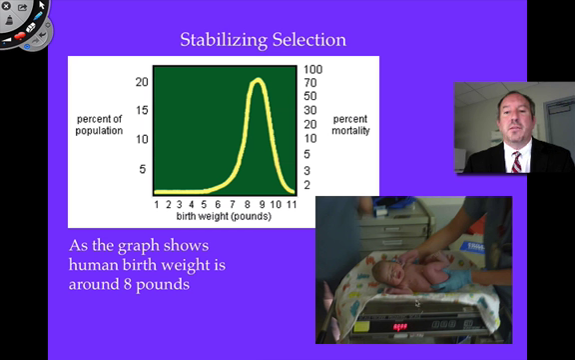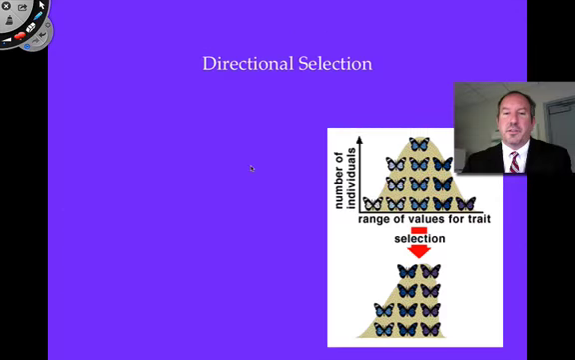And so I don't know if you recognize this. This is a picture of my daughter, Nora. And here she is getting her first weighing, and she was just about 8 pounds. She was 7 pounds, 11 ounces. So how about that? Stabilizing selection, close to home.